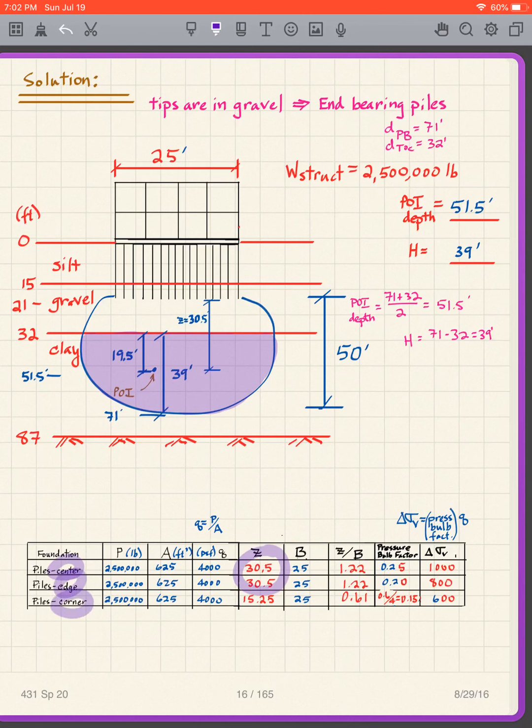How about point C? When I go into my pressure bulb, I need to take that 30.5 divided by 2, which is 15.25. My B is the width of the whole thing, so that's going to be 25. I just then compute Z over B, and that gives me those numbers there. Then I go into my pressure bulb to get my factor. So I go 1.22 below the center, 1.22 below the edge, 0.61 below the center. But then again, I have to divide by 4.